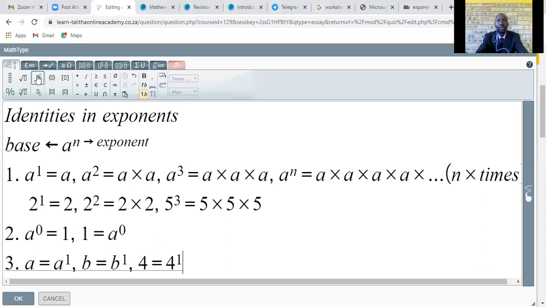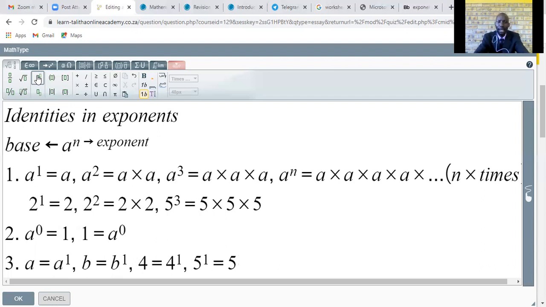Now, notice that the reverse of this is also true. We can get the reverse way of writing it. And what is the reverse way of writing it? Well, for example, if we have 5 with exponent of 1, we can then go ahead to write this as 5.